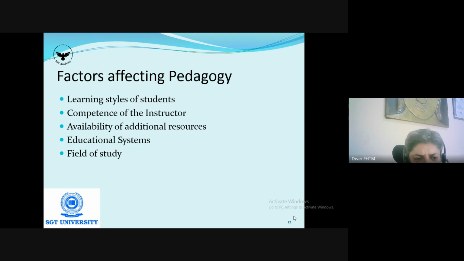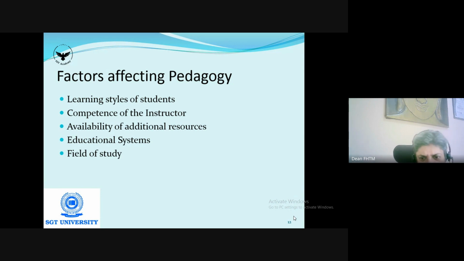The learning style of a student can be visual, auditory, read write, and kinesthetic. So yes, if you know the style of learning of your student, you can develop the pedagogy better. Competence of the instructor, how comfortable you are with different tools, how comfortable you are with the subject, how confident you are, and how knowledgeable you are can help you to select different types of pedagogy.